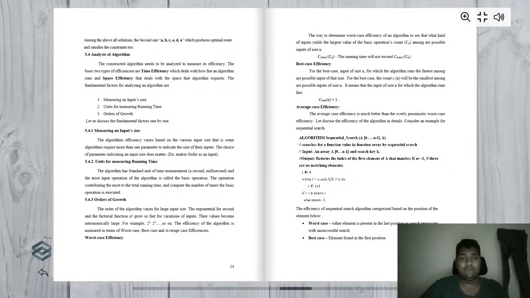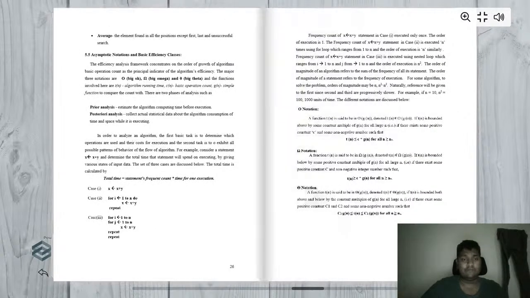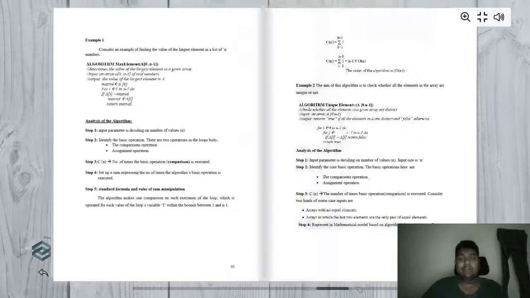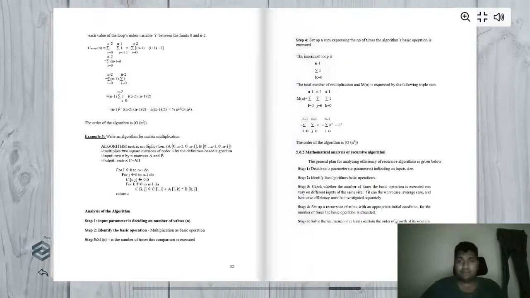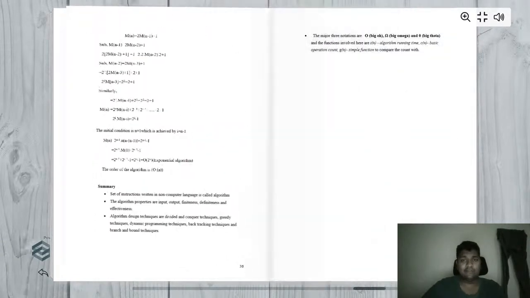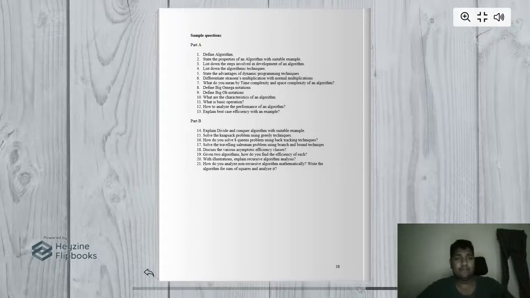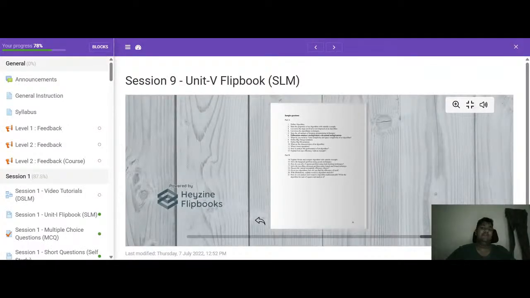Okay, measuring input size, running time, order of growth. Efficiency class means we can create a class. Okay, so one problem we have is mathematical analysis. With that we have completed data structures, 2 units. I have completed 2 units of theory.